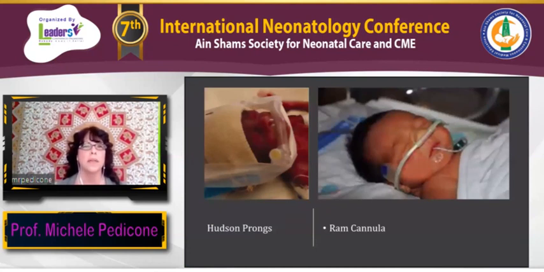So here's a little picture of a patient on the Hudson prongs and the RAM cannula. These are the two things that I have seen most popularly used with NAVA, keeping in mind that with the RAM cannula at times there's more back pressure, so your readings might be a little bit different due to the diameter of the catheter.